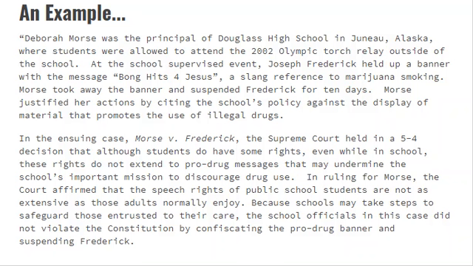Morse justified her actions by citing the school's policy against the display of material that promotes the use of illegal drugs. In the ensuing case, Morse v. Frederick, the Supreme Court held in a 5-4 decision that although students do have some rights, even while in school, these rights do not extend to pro-drug messages that may undermine the school's important mission to discourage drug use. In ruling for Morse, the court affirmed that the speech rights of public school students are not as extensive as those adults normally enjoy. Because schools may take steps to safeguard those entrusted to their care, the school officials in this case did not violate the Constitution by confiscating the pro-drug banner and suspending Frederick. So guys, that is an example of the case that they will give you.